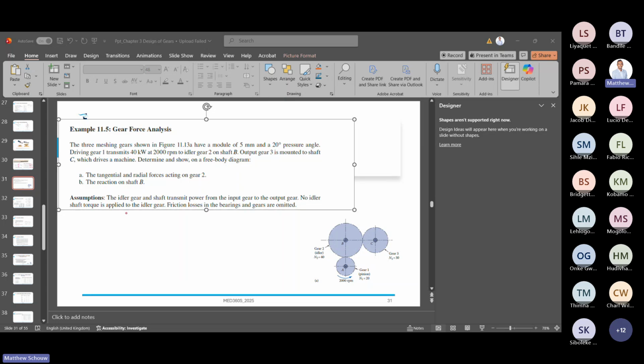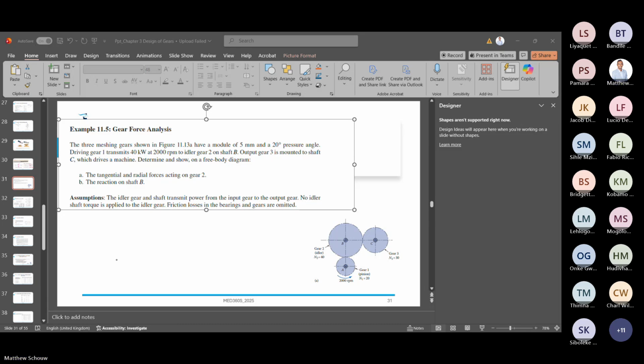I'm going to use black and then I'll use red. Okay, cool. So like I said, on this gear, it's turning this way. So we're going to have the one force which is doing this. That's my FT, right?